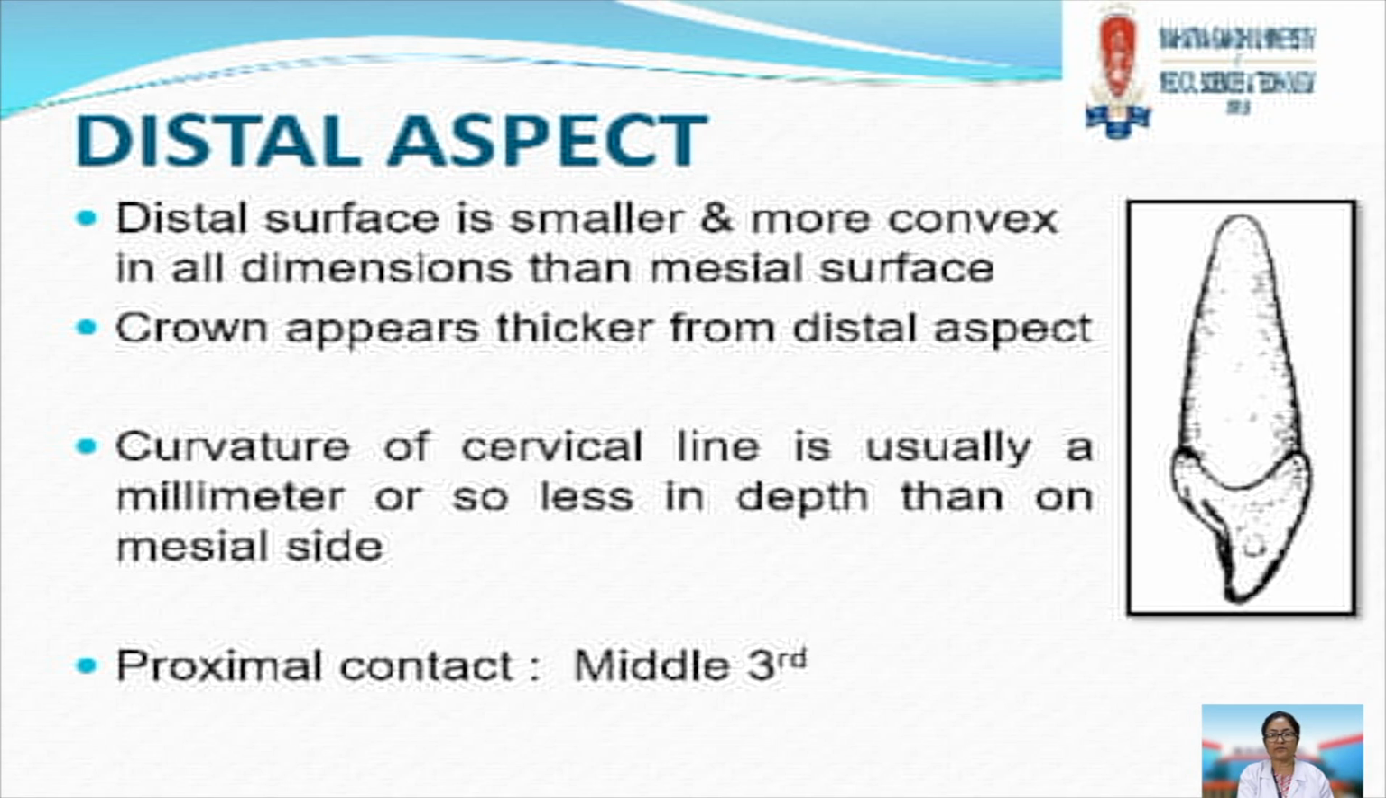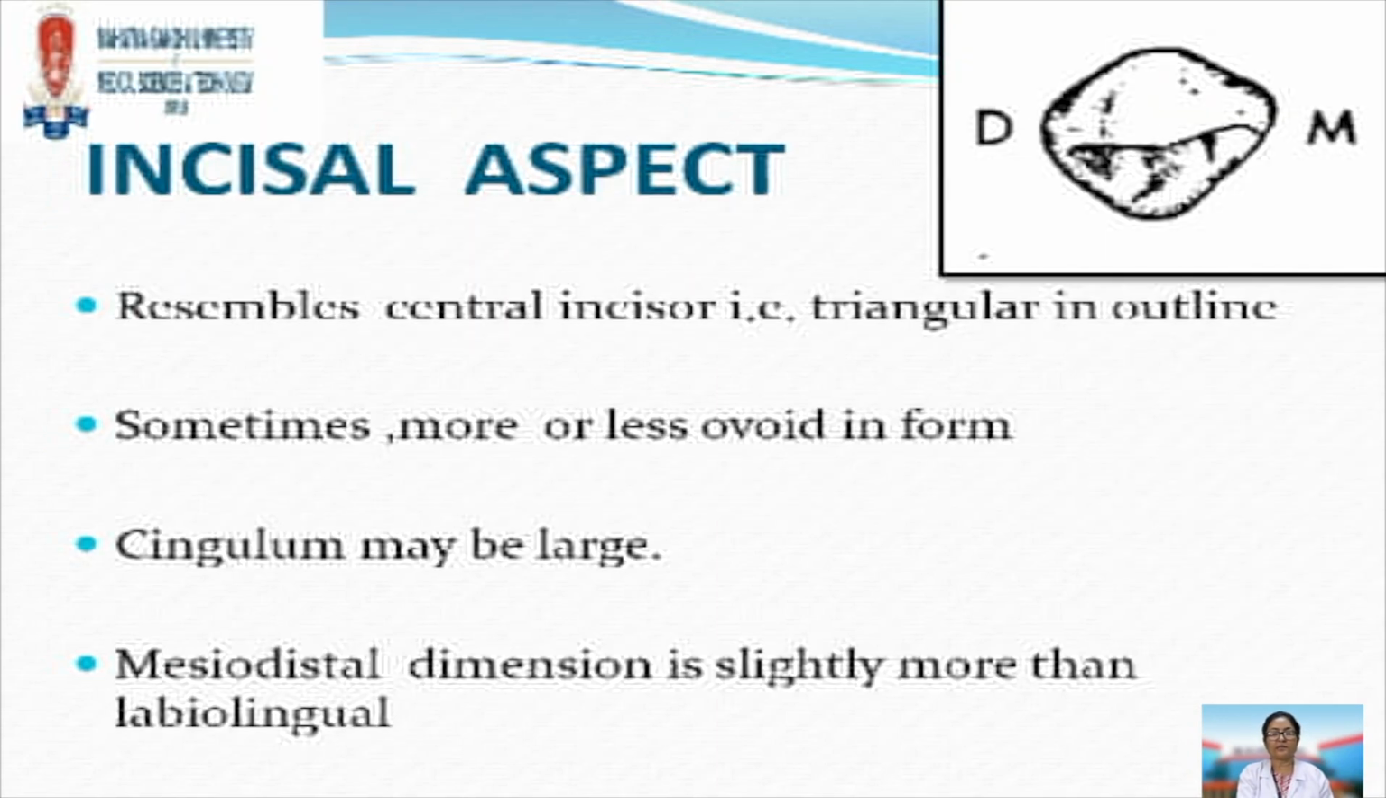Proximal contact, it is present at the middle third, where mesially it is present at the junction of incisal and middle third. Incisal aspect resembles central incisor, that is triangular in outline, sometimes more or less ovoid in form. Cingulum may be large, and mesodistal diameter is slightly more than the labiolingual diameter. This is mesodistal diameter and this is labiolingual diameter.